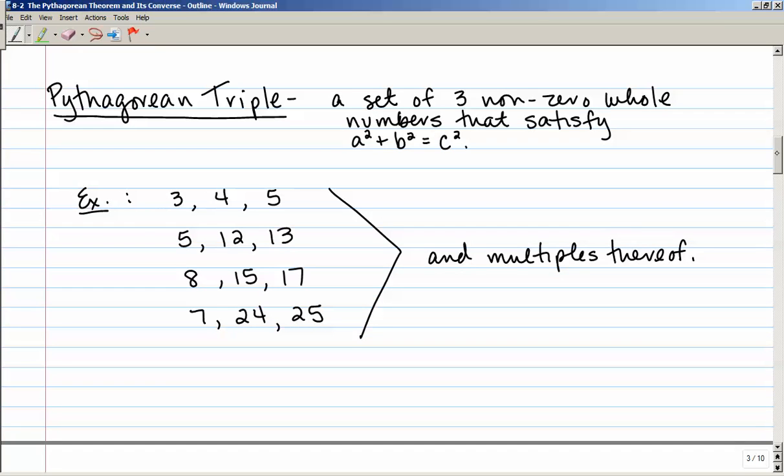A Pythagorean triple is a set of three non-zero whole numbers that satisfy the Pythagorean theorem. In other words, the two smaller ones squared, when you add them together, equals the larger one squared. Notice it says whole numbers, so no fractions, no decimals, no radicals. And here are some very common Pythagorean triples: 3, 4, 5; 5, 12, 13; 8, 15, 17; 7, 24, 25. And if you don't believe me, you can actually test some of them out. I don't expect you to memorize these, but if you're familiar with at least the first two, sometimes problems are a little bit easier.